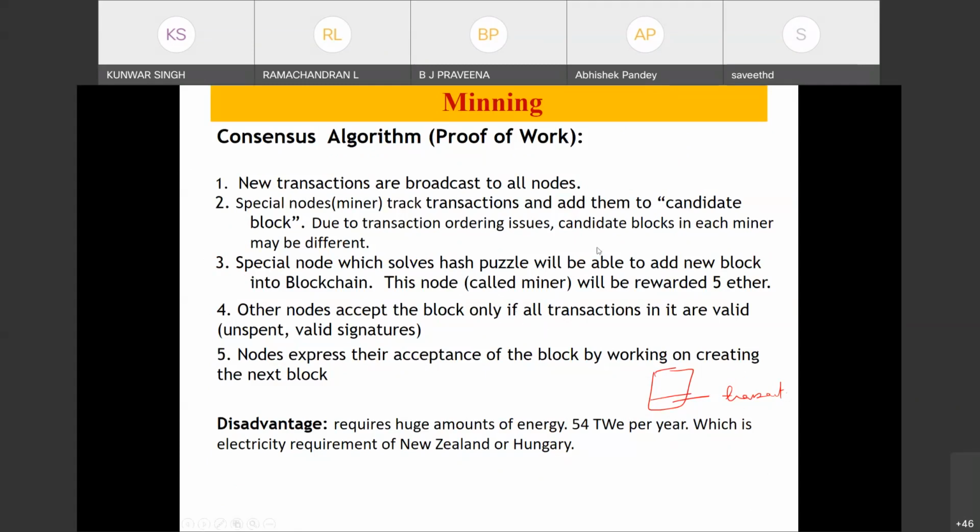Yeah, the proof of work. There is a hash puzzle. Whoever solves the puzzle has the right to add the new block into the blockchain. To motivate the nodes to do this, they are rewarded 5 Ether. This is also followed in Bitcoin. Proof of work is the same in both cases.